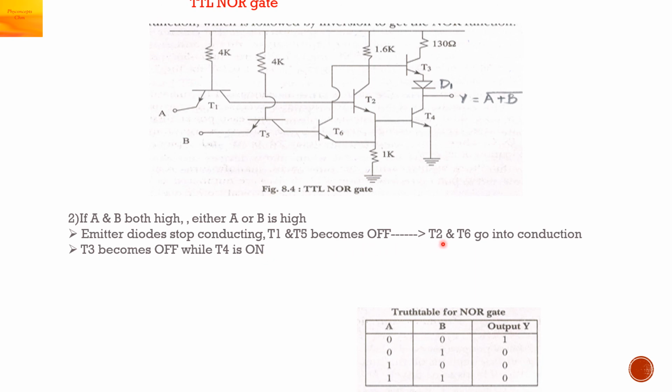As T2 is on, T2 goes into conduction, so T4 will become on, as T2 and T4 are connected. So as T4 is on, its collector voltage will drop and hence the output Y will be low.